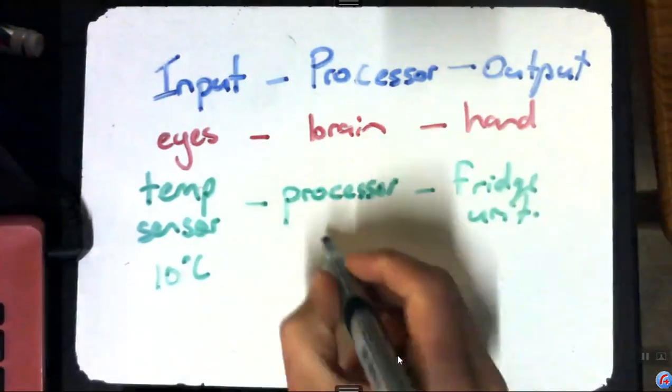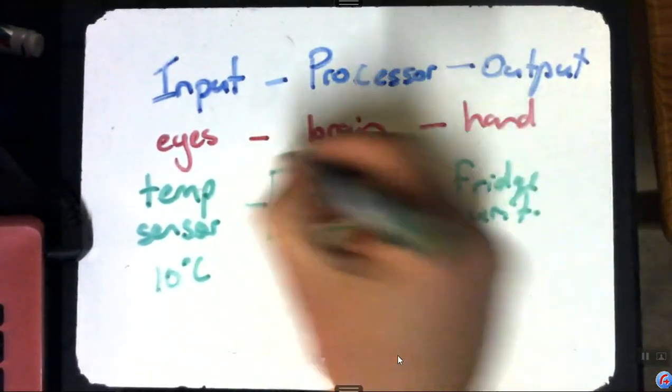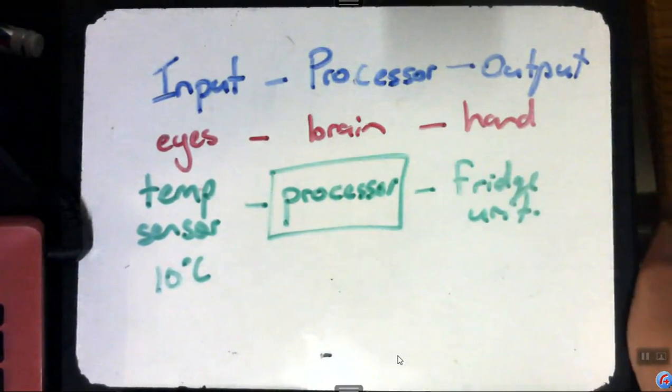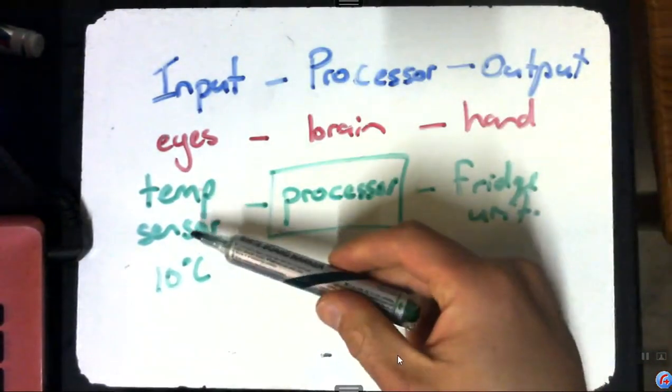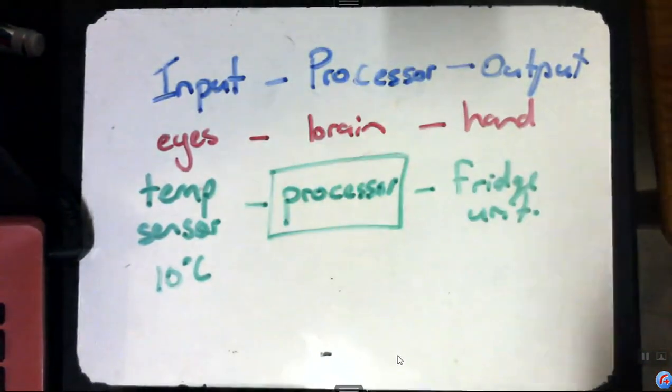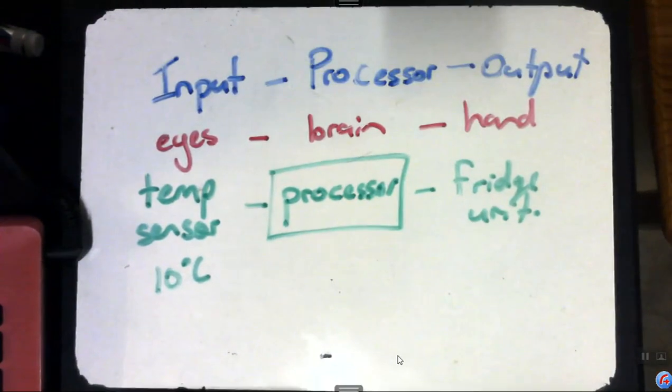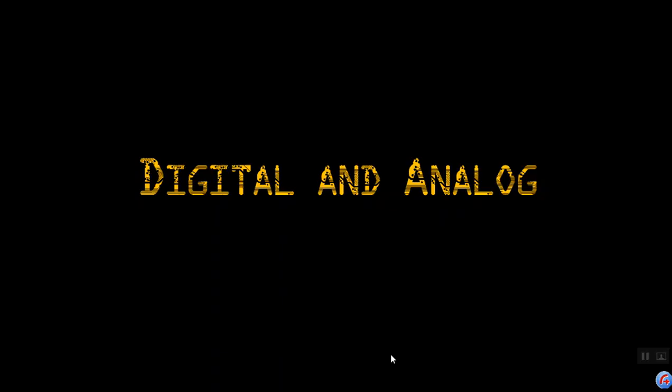So today we're going to look at logic gates, and we use them as processors. We'll look at another video at the input and output devices specifically. Now before we move on, we need to first discuss this thing called analog and digital.